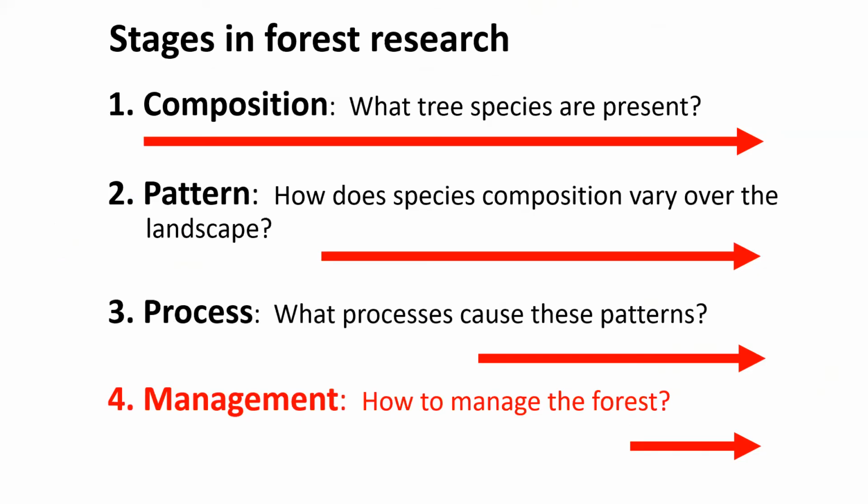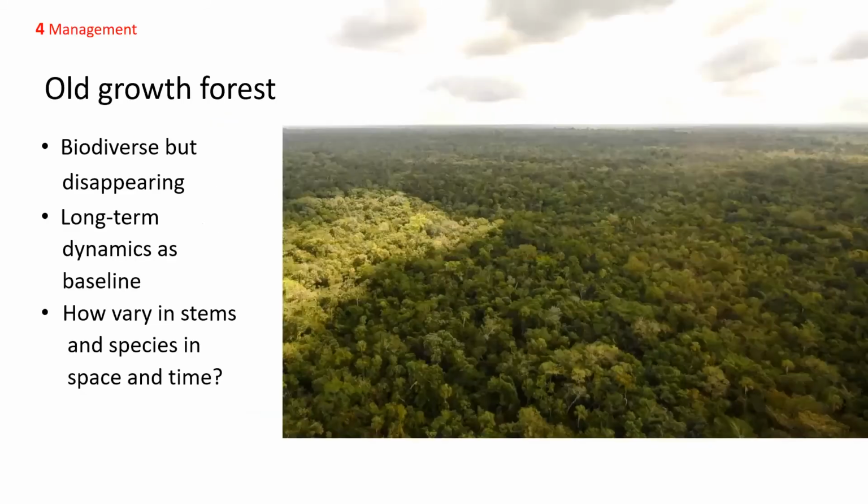Now, let's turn to management. So Al Smith mentioned composition, pattern, and process, and how you had to know composition to understand pattern, you had to know pattern to understand process. The next phase, which we have added, is management. How do you manage and conserve the forest based on what you know about process, pattern, and composition? So I'll mention a couple of things that are related to management.